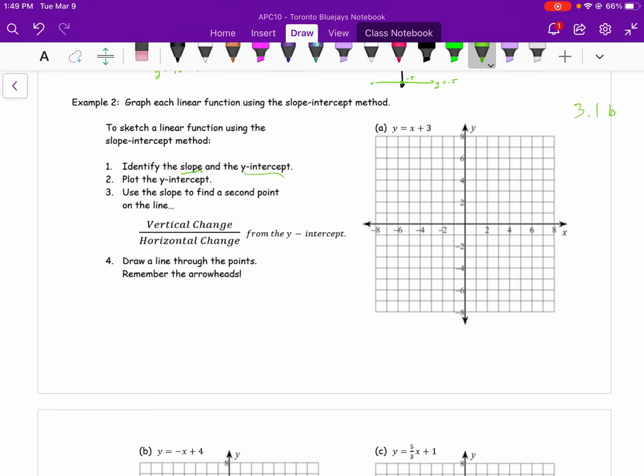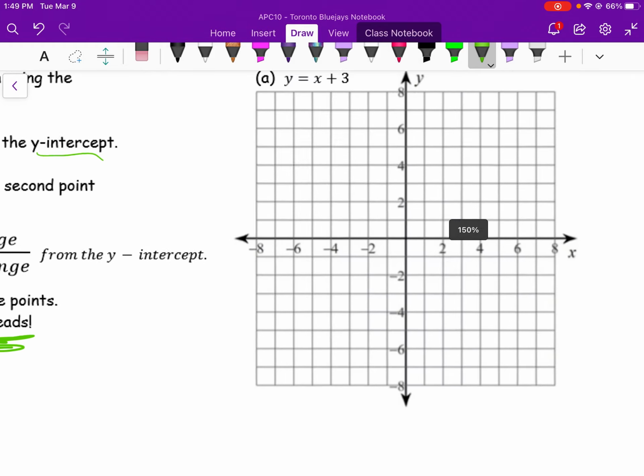So remember that we're going to start off with the y-intercept, and then we're going to use our slope definition. Remember to draw a line through the points, and remember the arrowheads. We have to remember because this is a continuous graph.